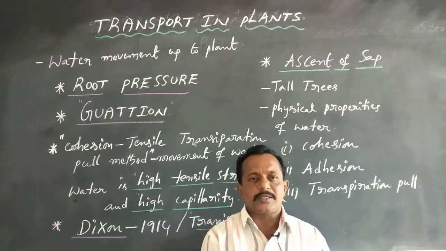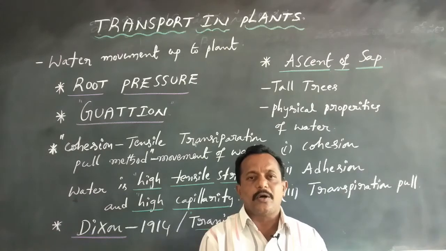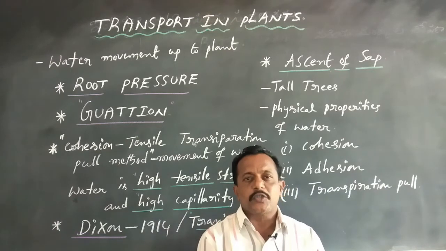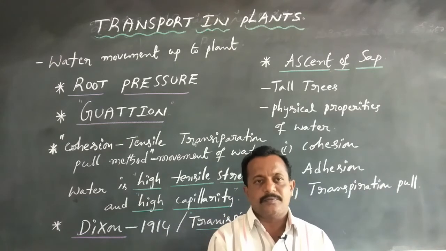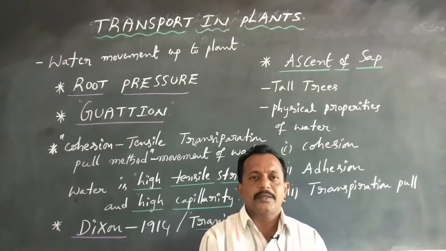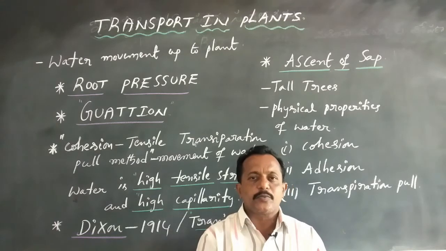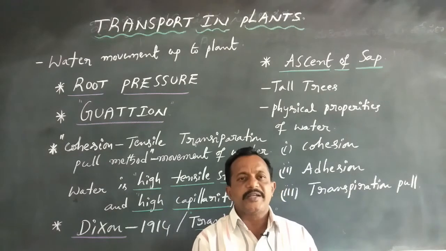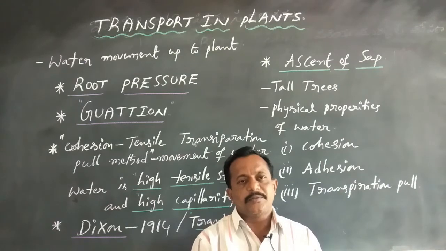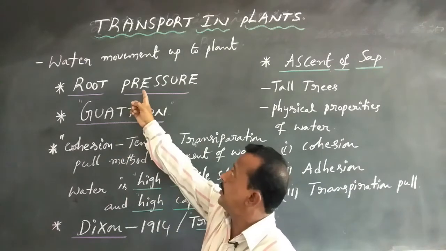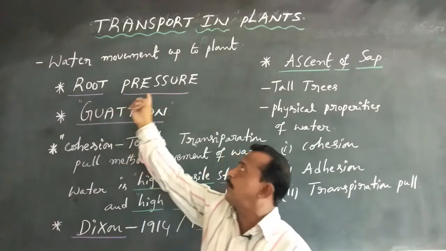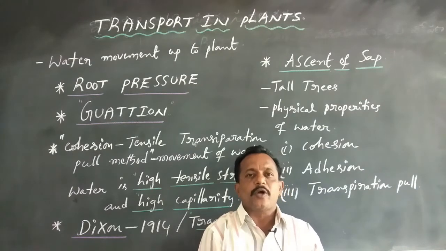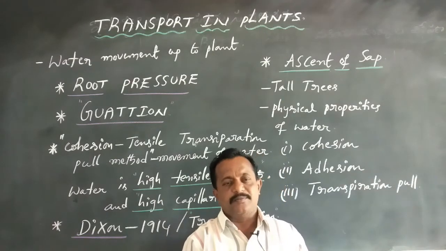Various ions from the soil are actively transported into the vascular tissues of the roots. At this time, the water follows its potential gradient and increases the pressure inside the xylem. This positive pressure is also called root pressure. The term root pressure was first coined by Stephen Hales.